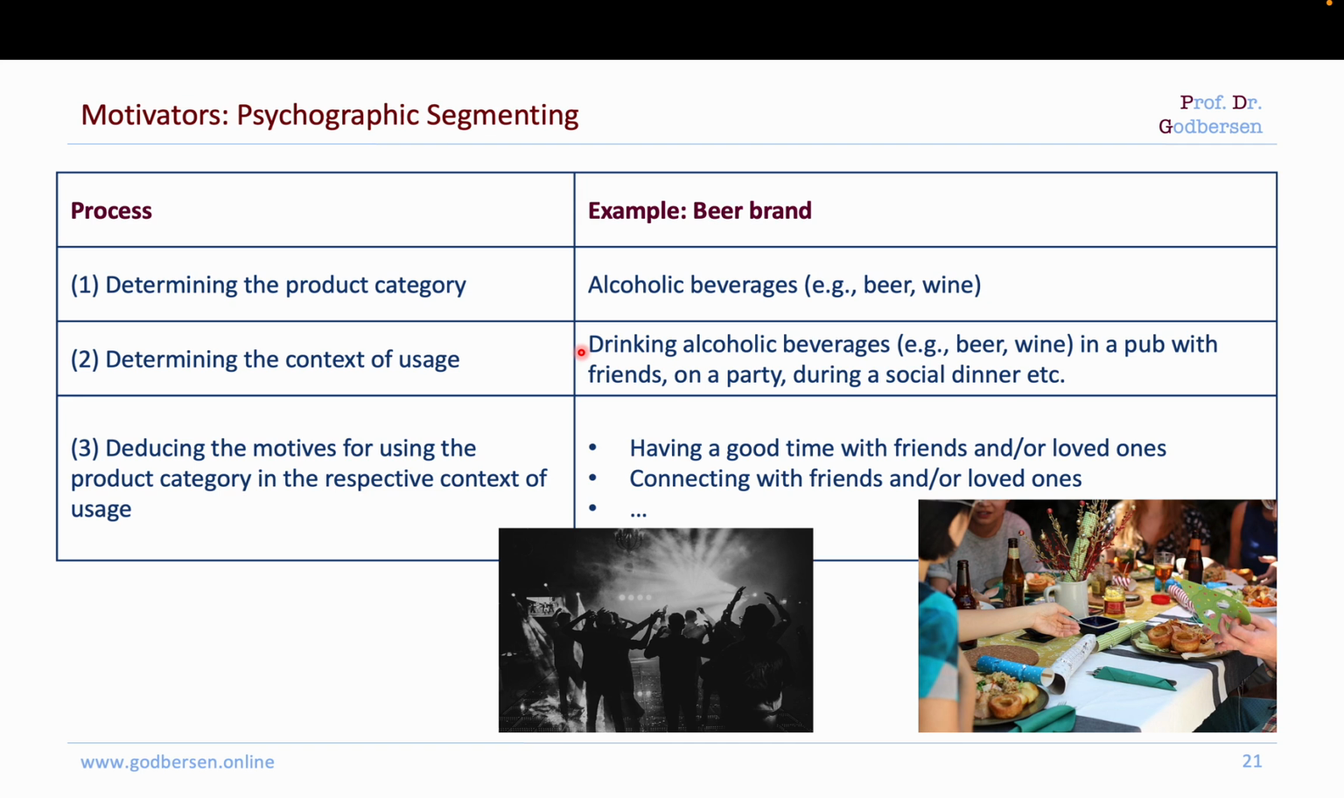Now, which motives do people have in these situations when drinking alcoholic beverages? That is the motives for the product category. In our example: having a good time with my friends or loved ones, connecting with them, relaxing. Such motives come up when drinking a beer. As I said earlier, we cannot see who has these motives. Therefore, we need to correlate or associate them with descriptors. But we'll come to this in the next step. Before we get there, I want to show you two other approaches that might help in this regard.